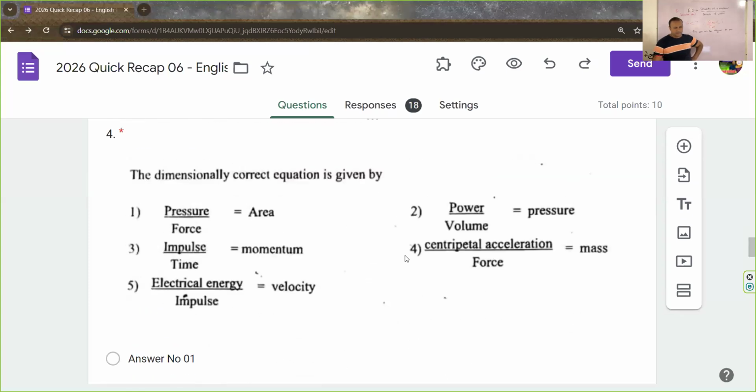Then the fourth one. What is the answer for the fourth one? Fourth one. Yes.